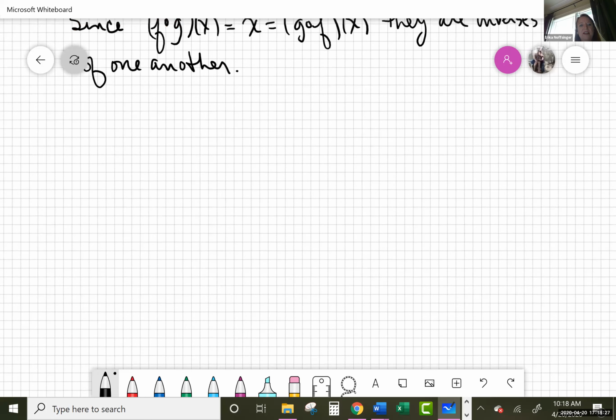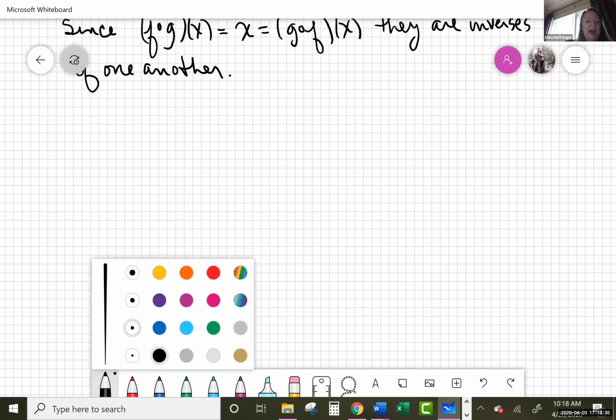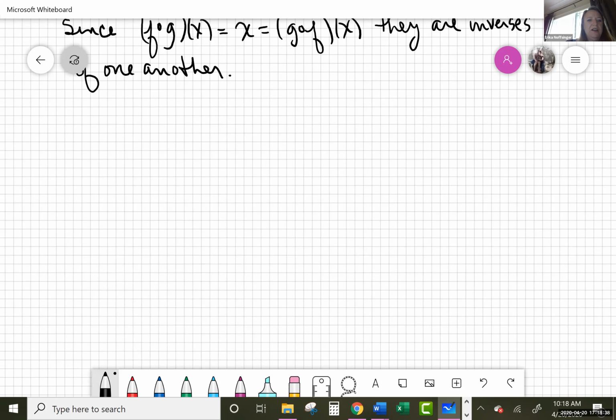Okay, so above I was saying that a function had to be one-to-one in order to have an inverse. So let's go back and talk about what a one-to-one function is. Well, first of all, it has to be a function. And a function, remember, had to pass the vertical line test. So for every value of x, there was only one value of y that corresponded to it.